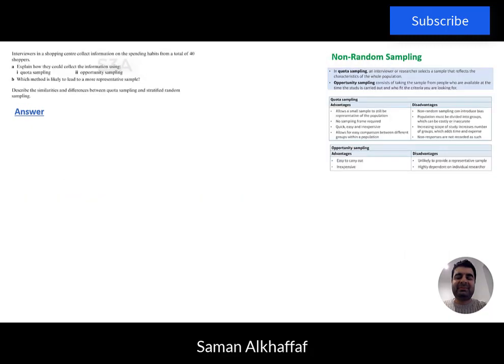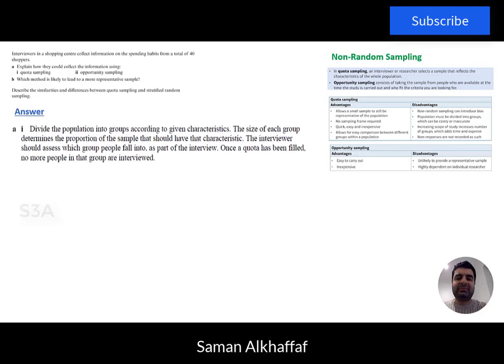In this example, interviewers in a shopping center collect information on the spending habits from a total of 40 shoppers. For part A, explain how they could collect this information using quota sampling and opportunity sampling. So for part A, we start with quota sampling, which divides the population into groups according to given characteristics. The size of each group determines the proportion of the sample that should have that characteristic.